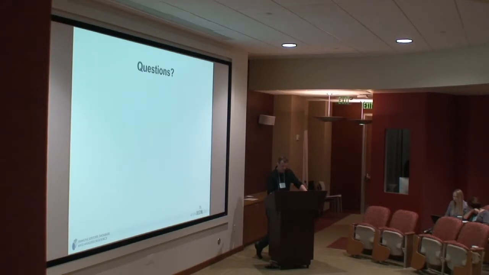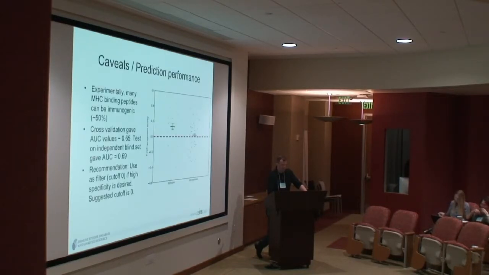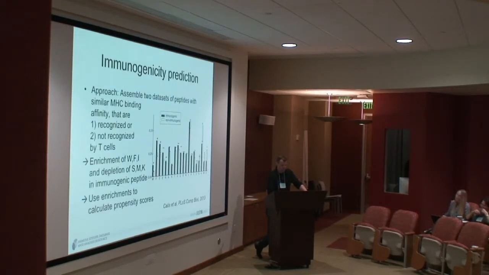Okay. So that was my first part. Any questions on this? Yes? There is a histogram in the previous slides with a red dash. The red one is the frequency of this residue in the source proteins from which the peptides were from. So this is the overall amino acid frequency independent of binding or immunogenicity.